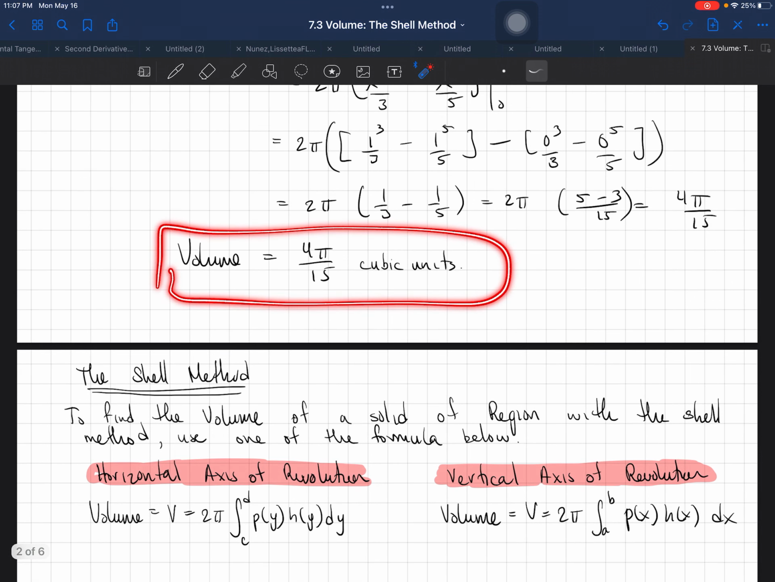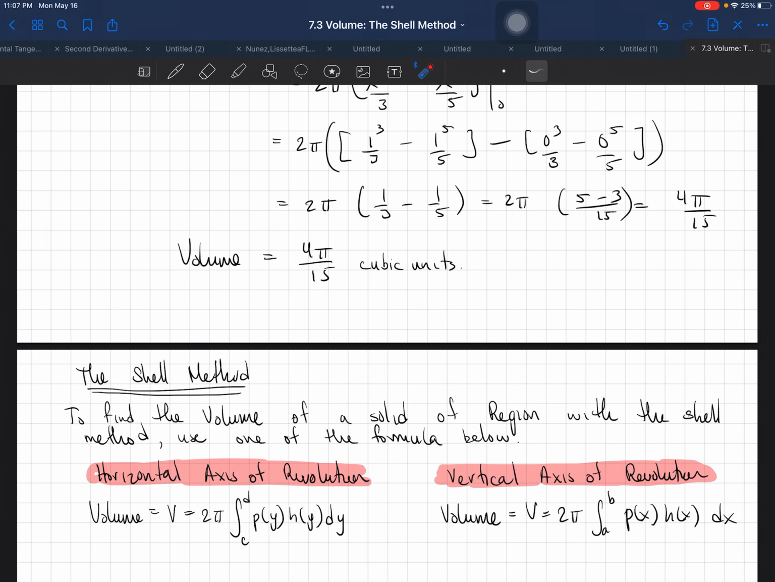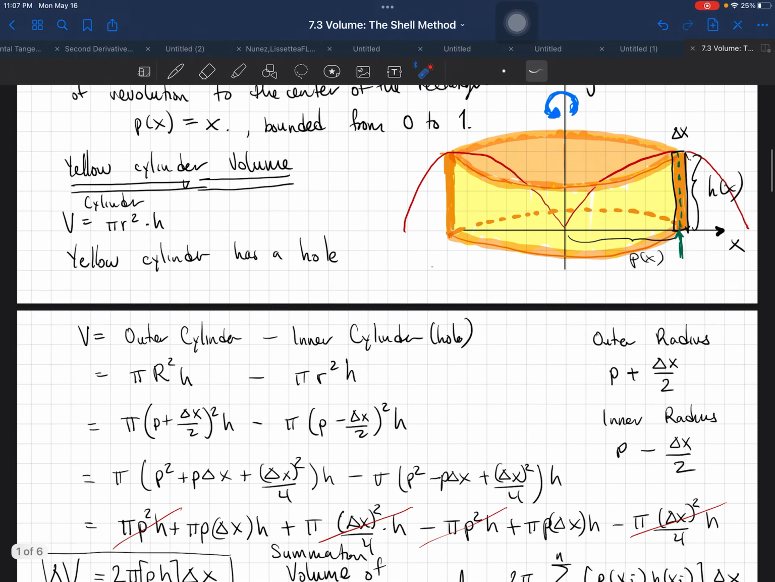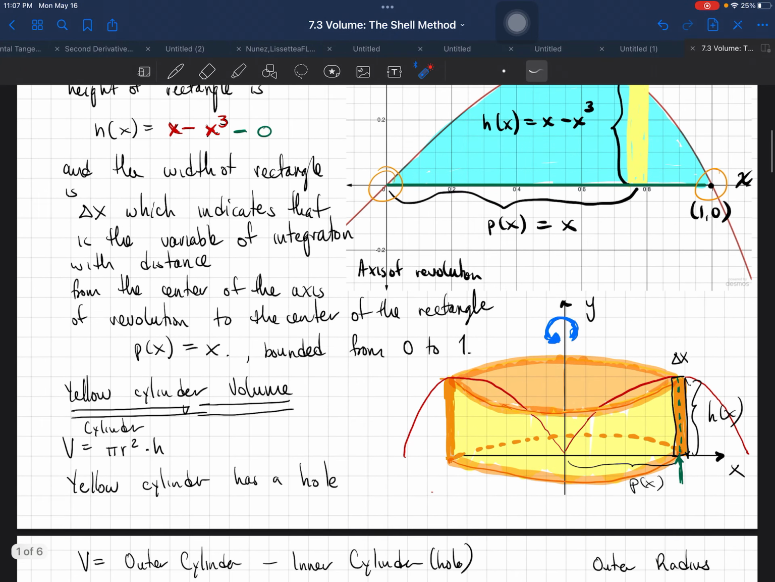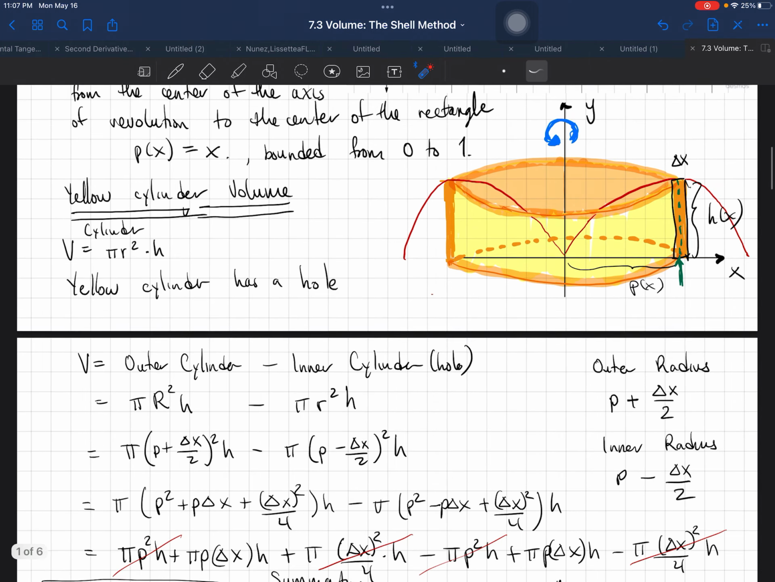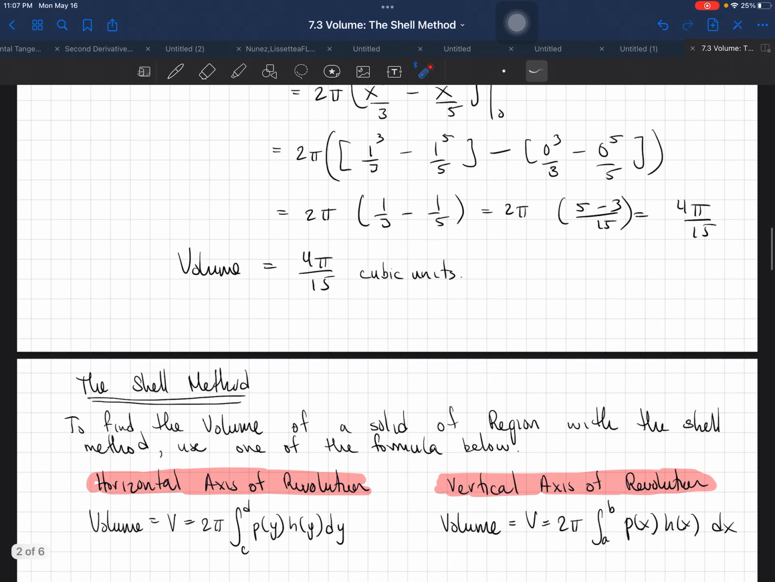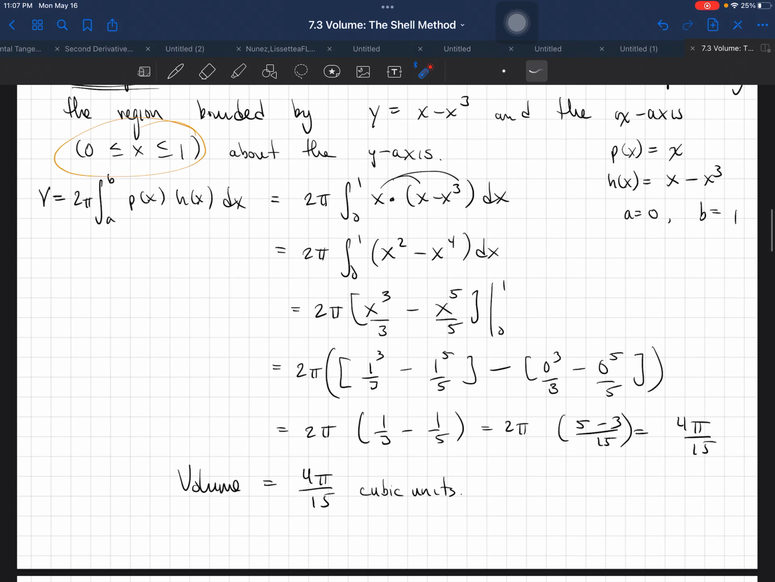So the volume is 4 pi over 15 cubic units. And of course it's cubic because we're talking about volume. So we just found the volume of this solid. We don't have the actual shape of this, but I hope you guys are able to visualize that in your mind. All right, so there you go, right?